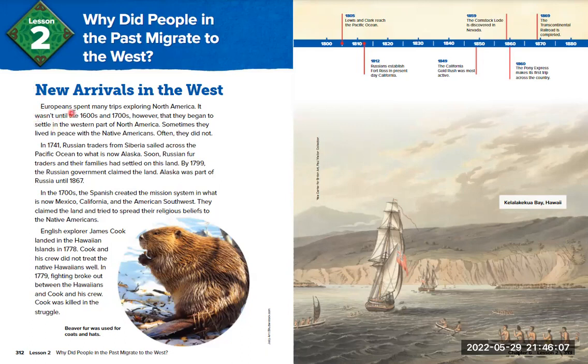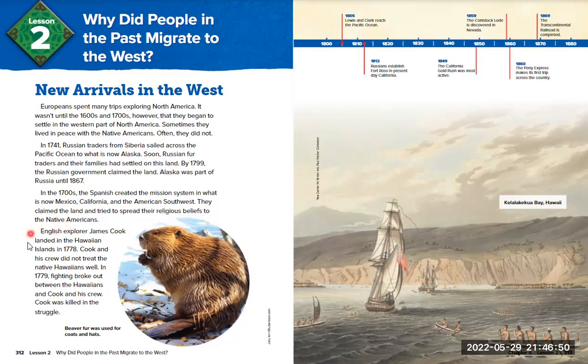It wasn't until the 1600s and 1700s, however, that they began to settle in the western part of North America. Sometimes they lived in peace with the Native Americans. Often they did not. In 1741, Russian traders from Siberia sailed across the Pacific Ocean to what is now Alaska. Soon, Russian fur traders and their families settled on this land. By 1799, the Russian government claimed the land. Alaska was part of Russia until 1867. In the 1700s, the Spanish created the mission system in what is now Mexico, California, and the American Southwest. They claimed the land and tried to spread their religious beliefs to the Native Americans.